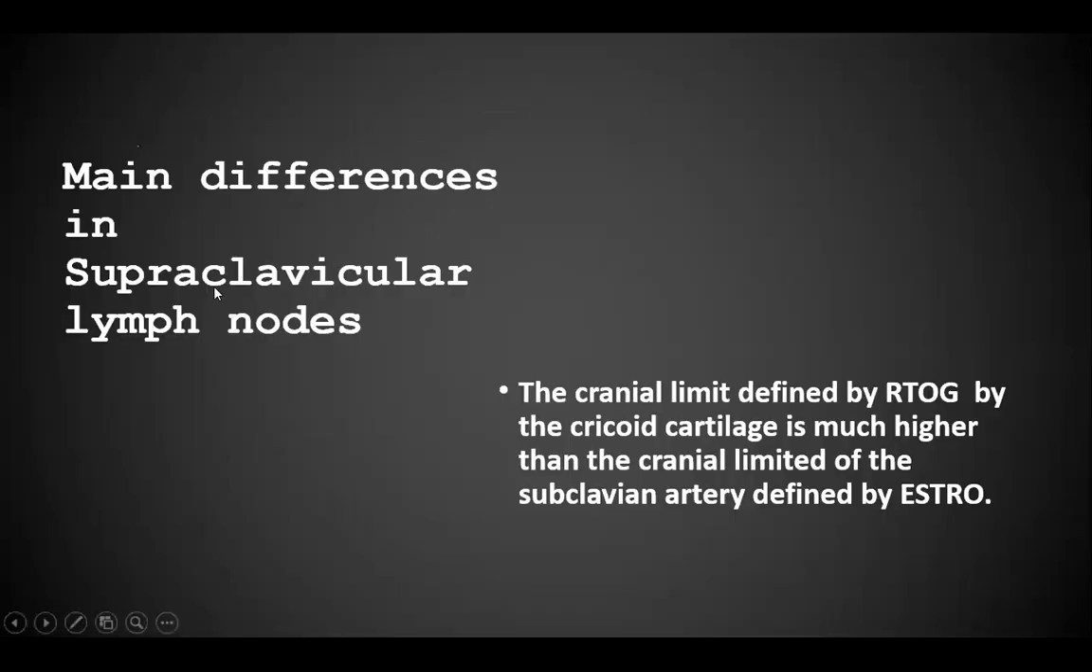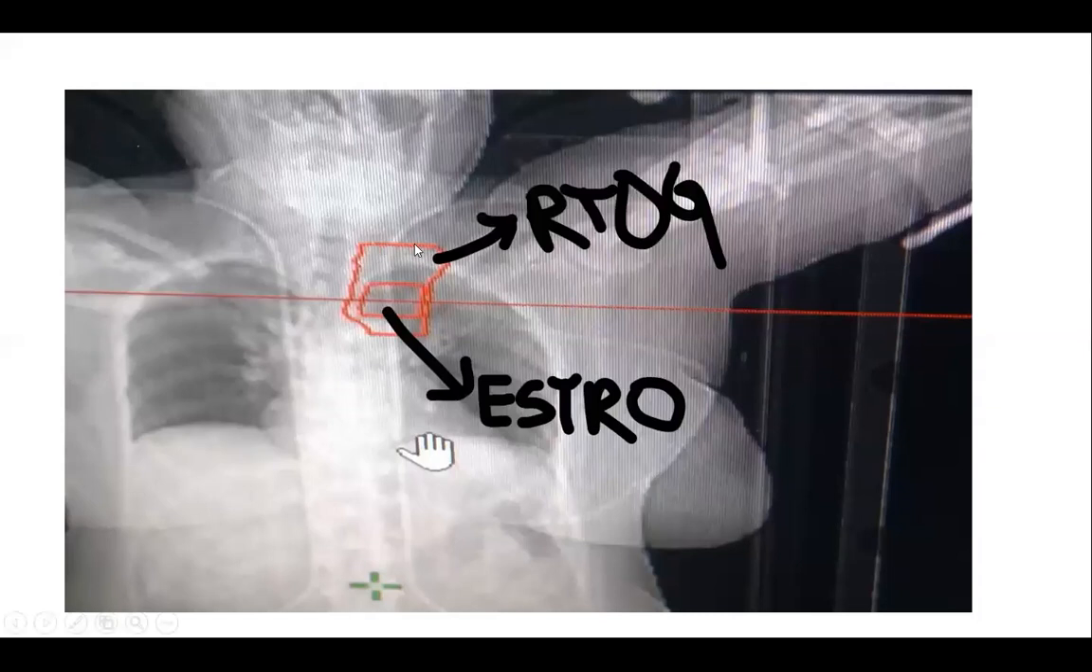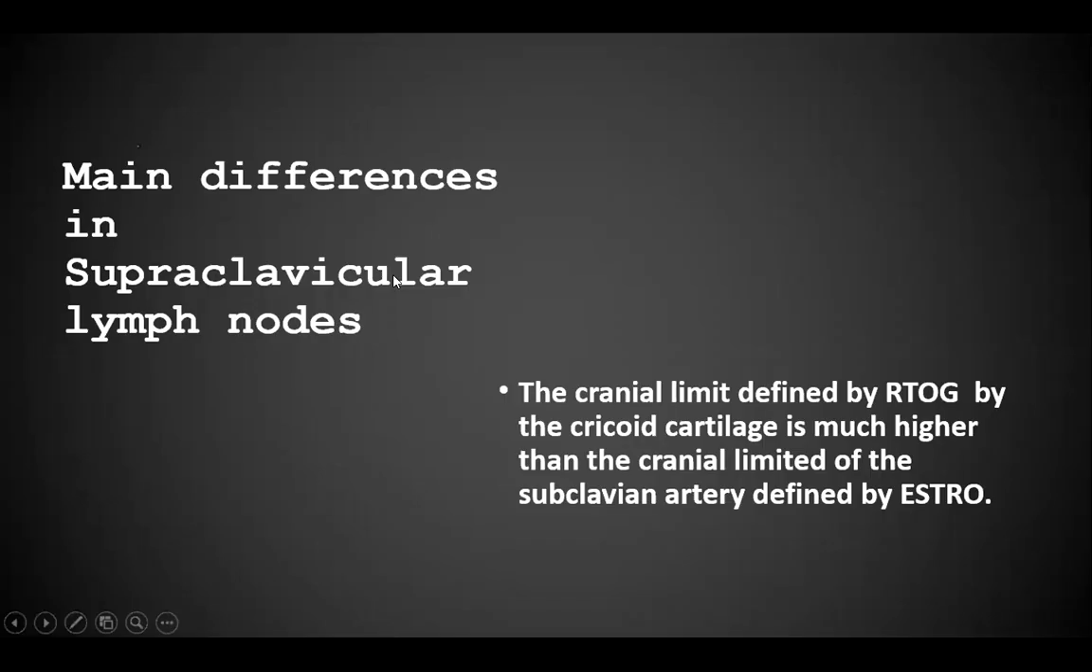So the main difference in the supraclavicular lymph node is that the cranial limit in RTOG we will take till the cricoid cartilage, whereas ESTRO only considers the subclavian vein and then gives a margin of 5 mm above and below, taking it as the cranial and the caudal border. So this volume is much less than the RTOG volume. We will be discussing the importance of this in tomorrow's class, with reference to the pattern of recurrence.